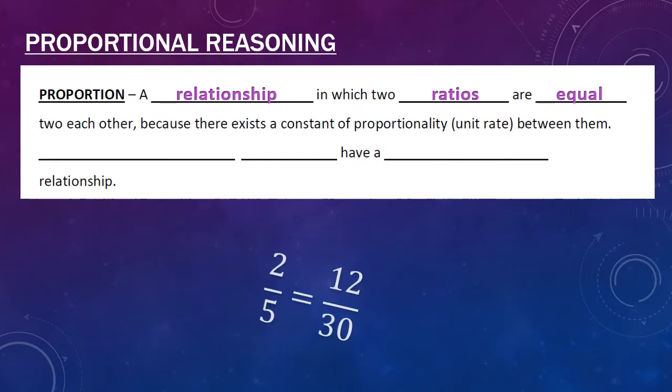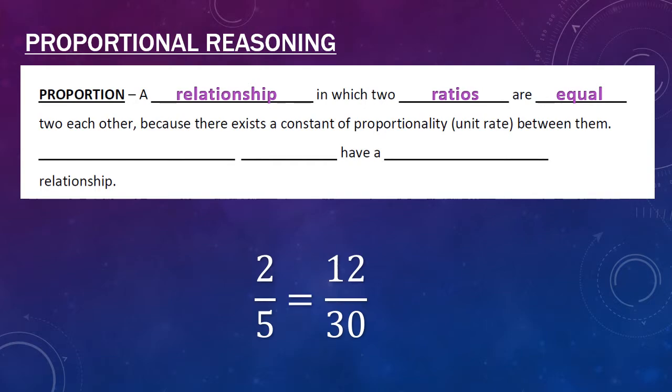And an important thing to recognize is if you look at this, 2/5 is equal to 12/30. This is what we call a proportion. And if you look at it, basically these are equivalent fractions. Because if I took 2/5 and I multiplied it times 6, I would get 12/30. These are equivalent fractions, and they have a proportional relationship.